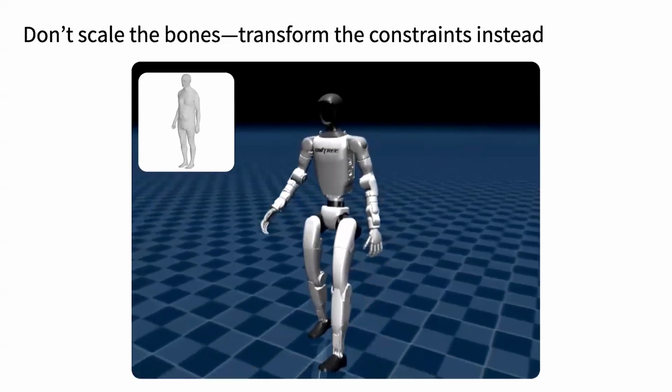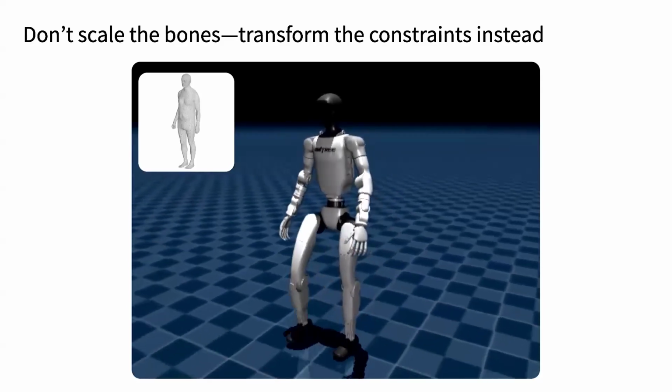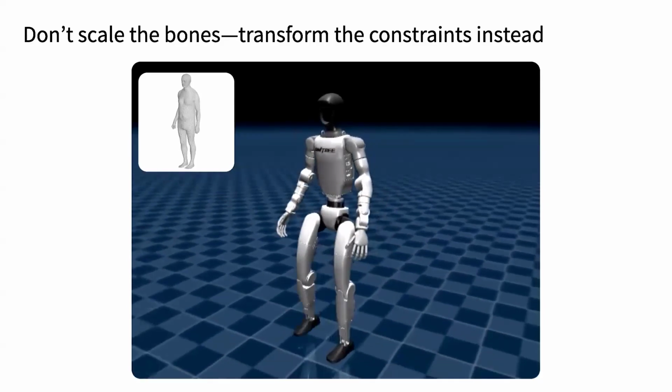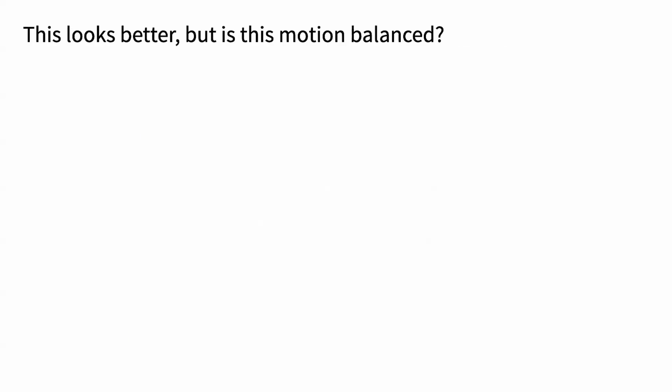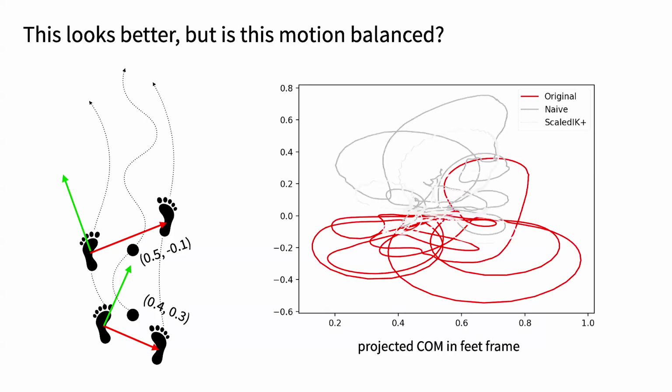Okay, so that's just one small point. Another thing is that there are so many things you could do during the retargeting process. So for example, balance, right? This is something that we kind of know how to preserve. You look at the center of mass in terms of the frame of your support. And this is one illustration here. We look at the motion we retargeted, it looks great. But if you look at the projected center of mass in the frame of the feet, you can see that the human motion and robot motion are completely different.